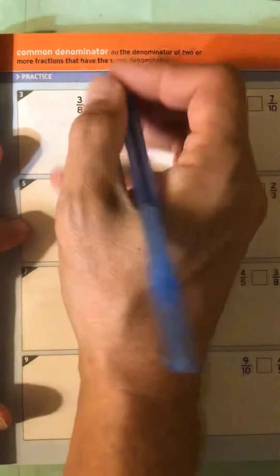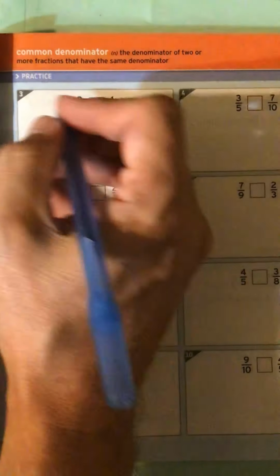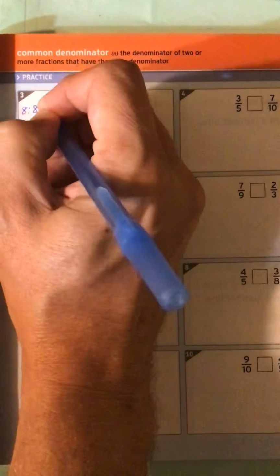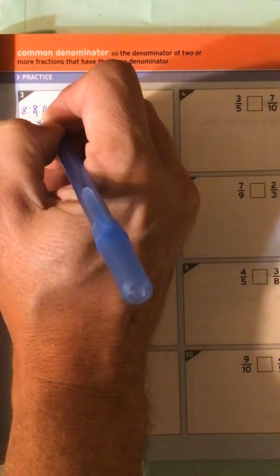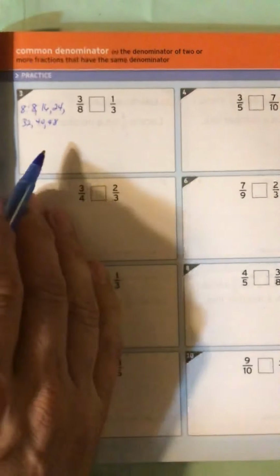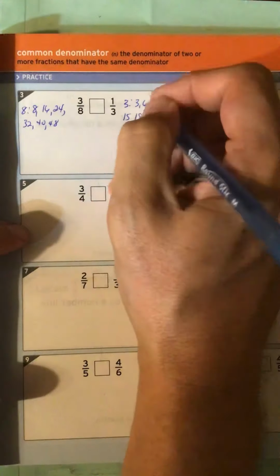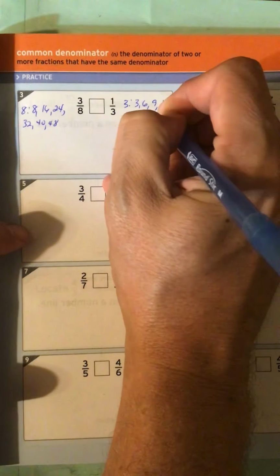Okay, so we have 3/8 and 1/3. So the multiples of 8 are 8, 16, 24, 32, 40, 48. We'll stop right there just because we're getting pretty big and 3 is a small number to start off with. So for the number 3, we will have 3, 6, 9, 12, 15, 18. We still don't have a match yet, so we'll keep going. 21, 24. There's our match, 24.